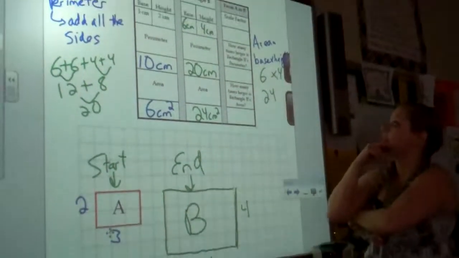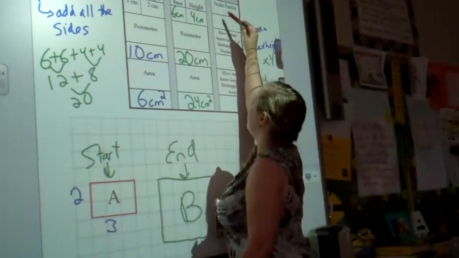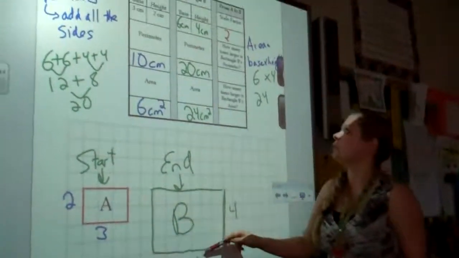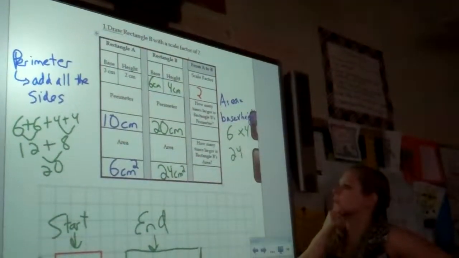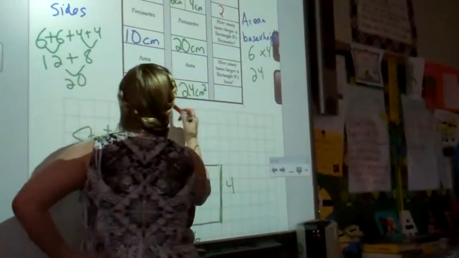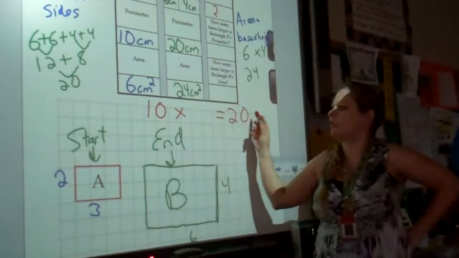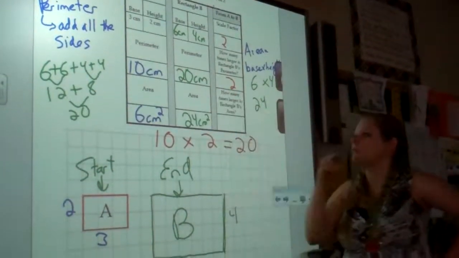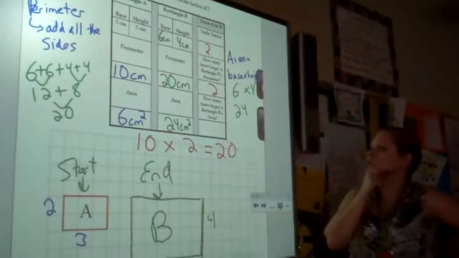So from A to B, my scale factor is 2. And I know it's 2 because they told me up here that it was 2. And I multiplied 2 times 2 to get 4. And I multiplied 3 times 2 to get 6. How many times larger is rectangle B's perimeter? Well, if I'm starting at 10 and I'm ending at 20, what can I multiply by to get from 10 to 20? And I know that that's 2. I know that 10 times 2 is 20. So my rectangle B's perimeter is 2 times larger.